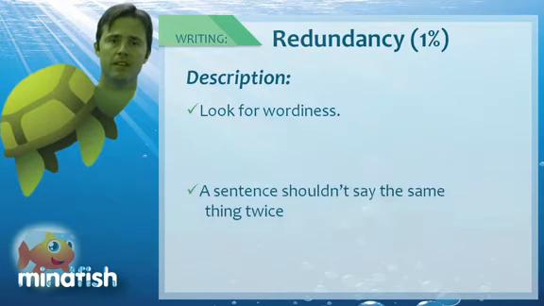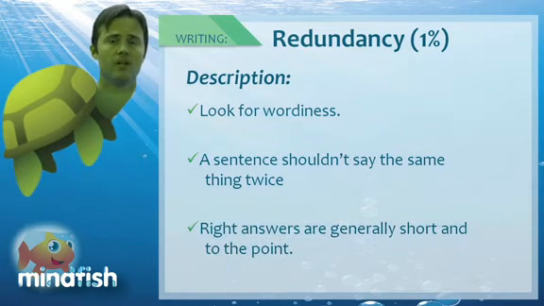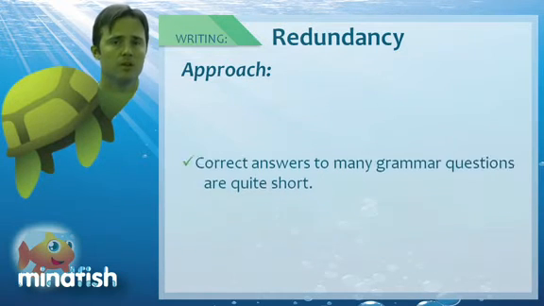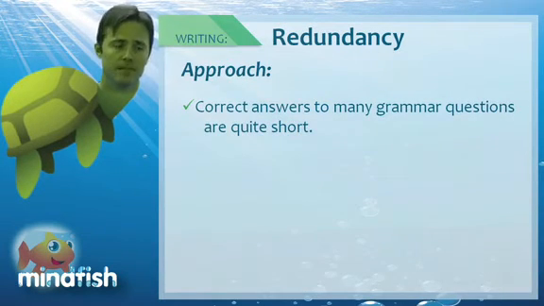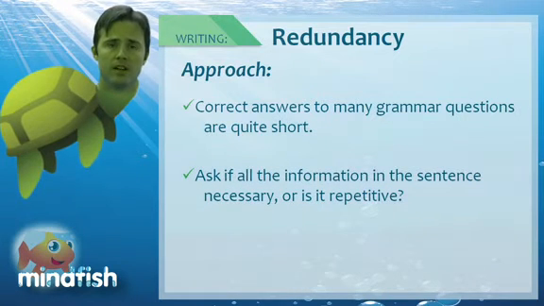So just basically ask yourself if a sentence is saying something and then saying it again. Now to be consistent with what we mentioned earlier, generally the right answers are shorter. So if you see a long answer, question whether or not you can make it shorter. And if you can and you don't lose any meaning, odds are it's redundant. So simply put, ask yourself if the sentence is repetitive, and if it is, you're probably dealing with a redundancy issue.